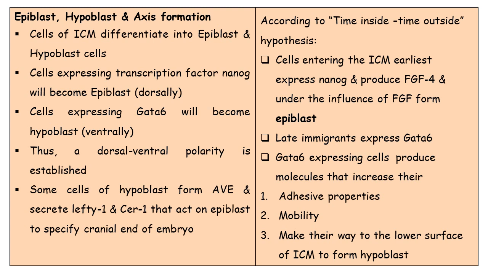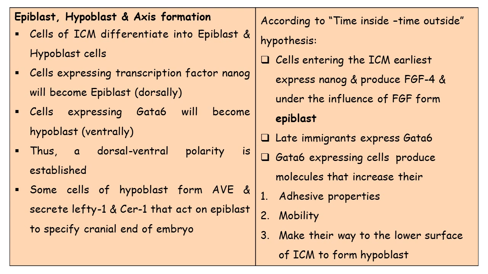So according to the inside-outside hypothesis, cells entering the ICM, or you can say embryoblast, earliest express nanos. So the cells which are entering the ICM early during the process of cleavage express nanos transcription factors and produce fibroblast growth factor 4. And under the influence of fibroblast growth factor, these cells which are coming early in the inner cell mass are going to form the epiblast.